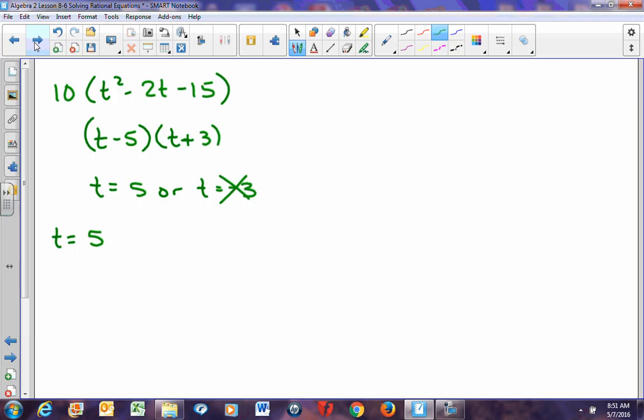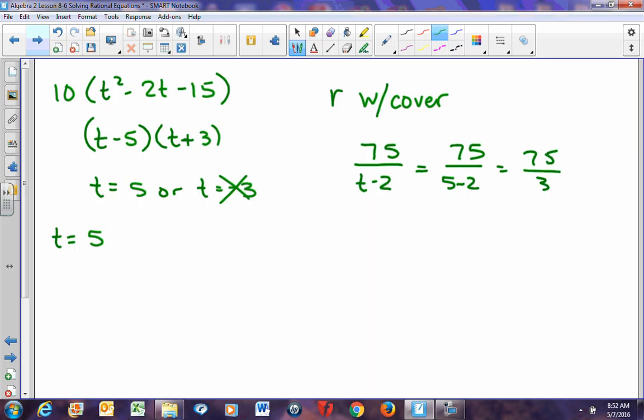So we need to know the speed with the cover. So we need r with the cover. We go back to our table. R with the cover is 75 over t minus 2. So that's going to be 75 over 5 minus 2, so 75 divided by 3. 75 divided by 3 is 25 miles per hour. So the speed of the bike with the cover is 25 miles per hour.